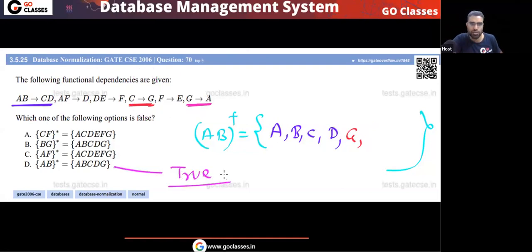This statement is actually true. So the question is asking which are false statements? The answer will be option C. Okay, so this is your GATE 2006 question. Understood? Please tell me. Are you confident? Finding the closure, that is very interesting, right? Very simple. Let's move on now.